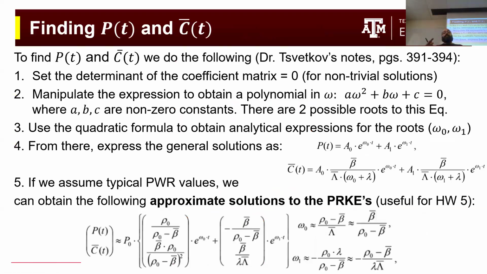So the way that you would find those P of T's and C of T's, and this is all in Dr. Svedkov's notes, in these pages of the notes. This is the derivation for the one group model for the point kinetics equations. You're going to need this on the homework. So these are basically the steps.